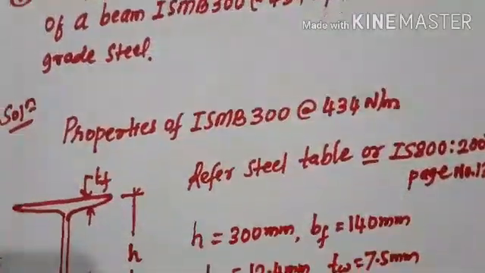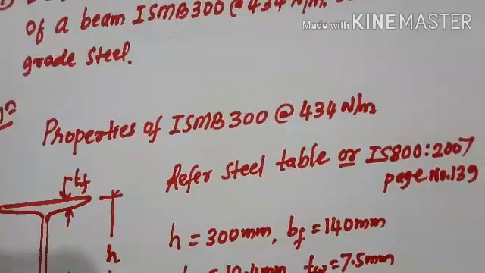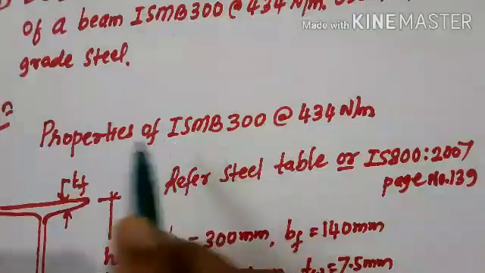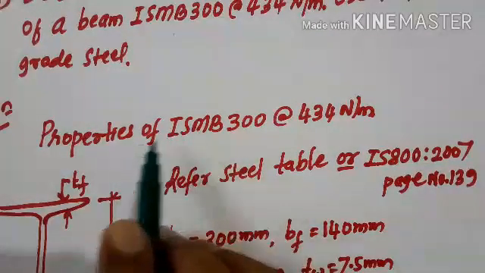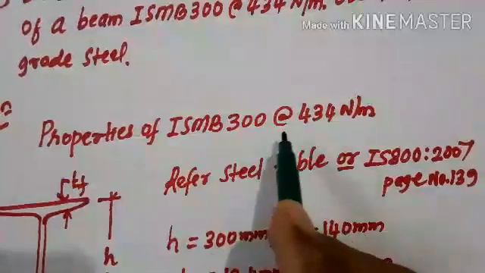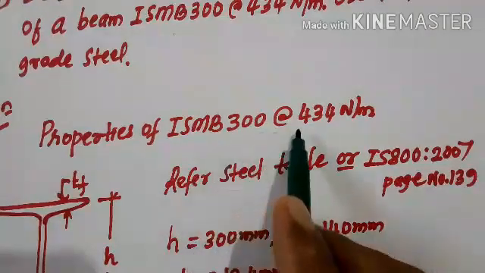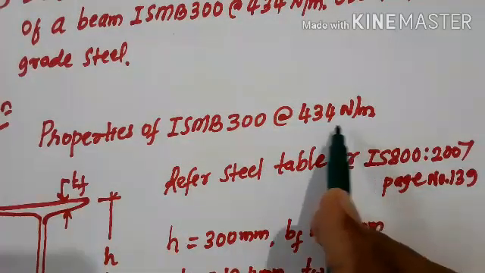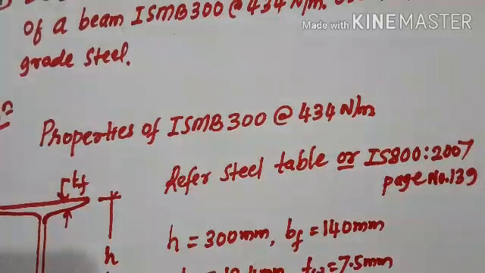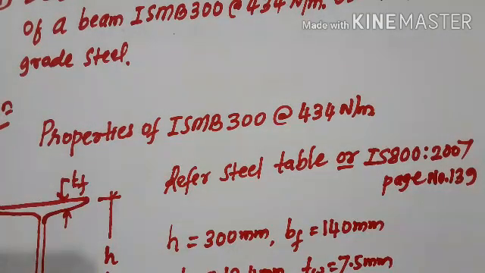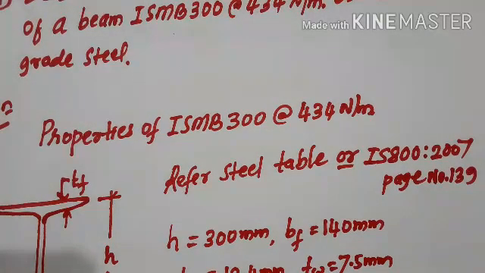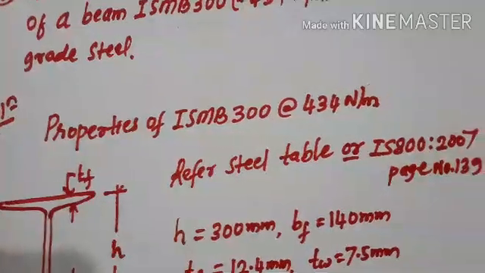So what is the first step we need to do here? We have to take the properties of ISMB 300, whatever section has been given, for that section at 434 Newton meter. So you have to refer to the steel table and take the properties from the steel table.